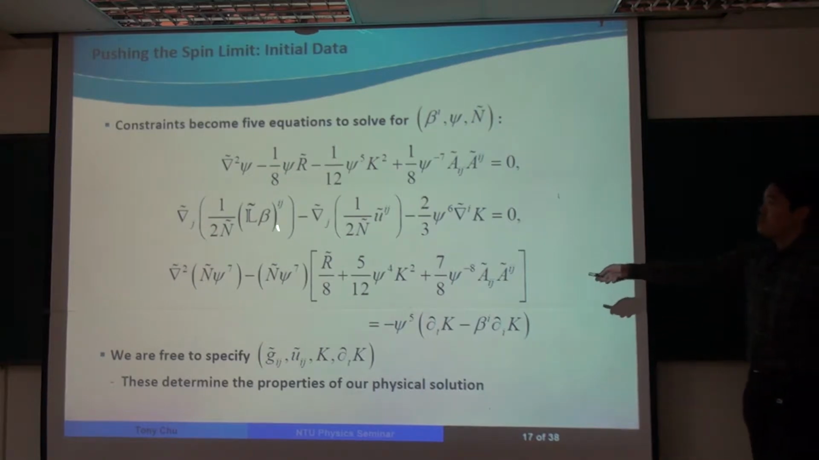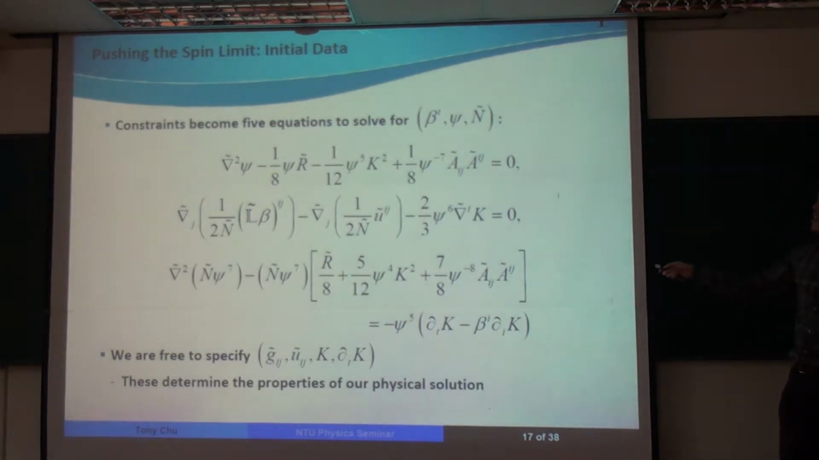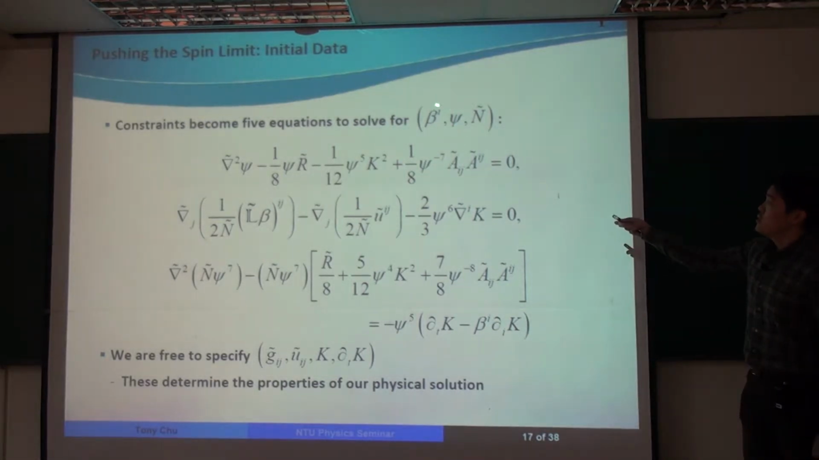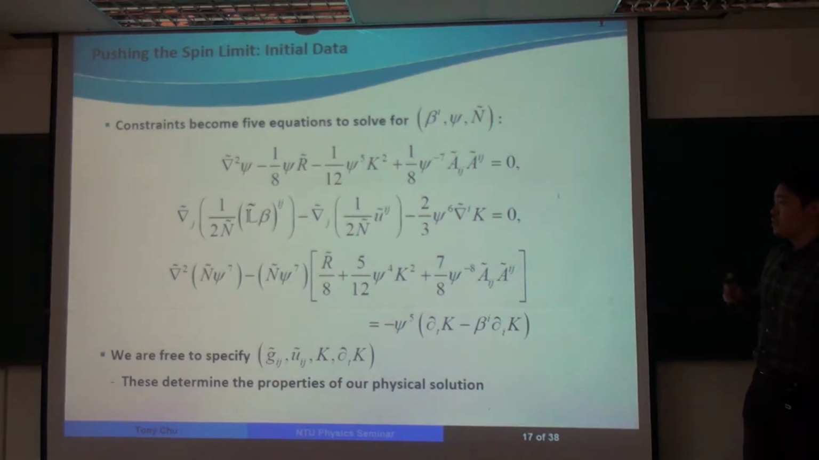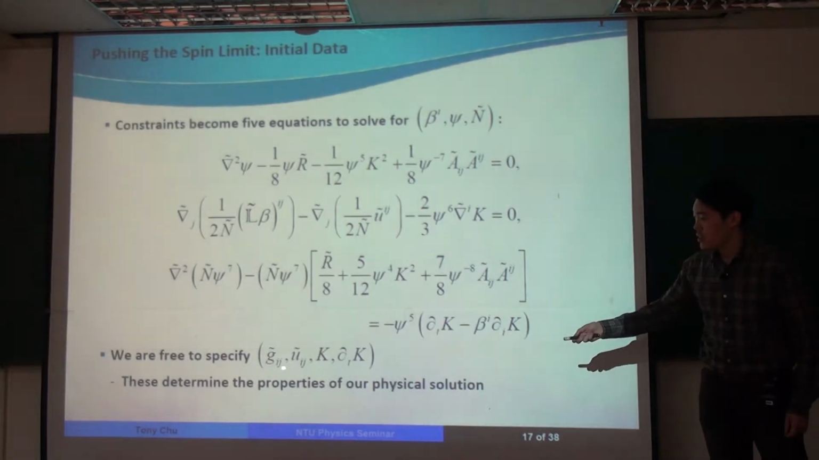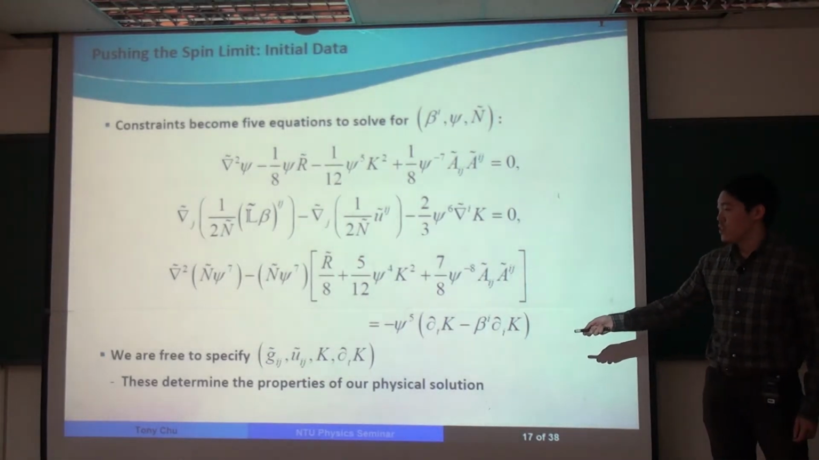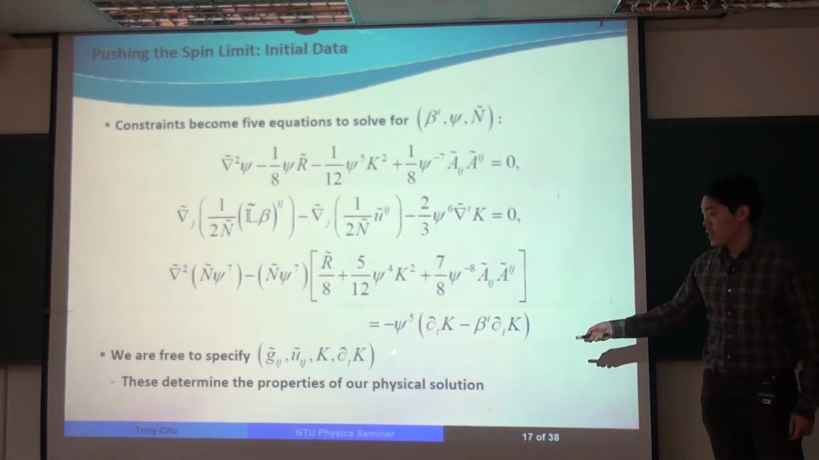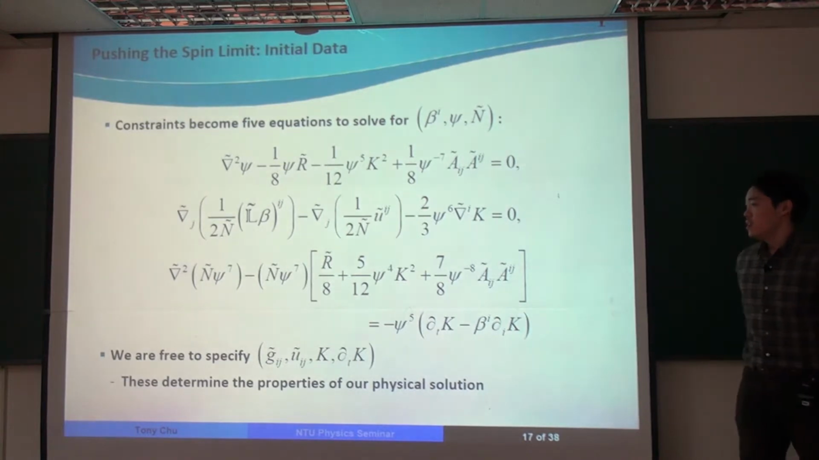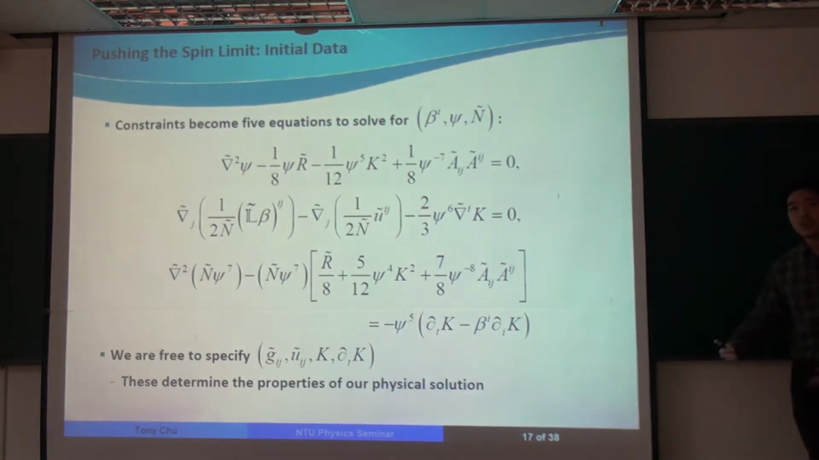These are the actual equations. Again, the explicit form is not what I want you to worry about. It's just that these are 5 equations that we solve for the shift, the conformal factor, and the conformal lapse. But in these equations, we're free to specify certain things. We're free to specify the conformal metric, its trace-free time derivative, the trace of the extrinsic curvature, and the time derivative of K. And what we choose for these quantities determine the physical properties of the solution we get.